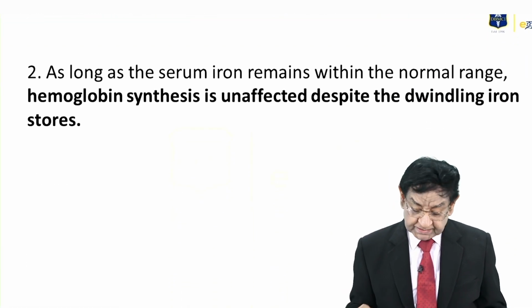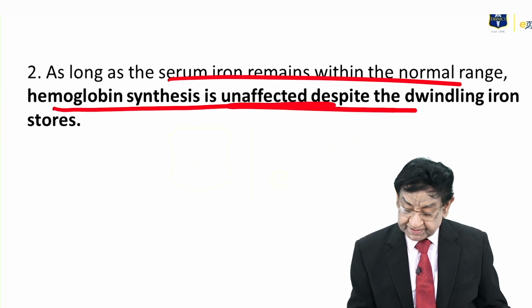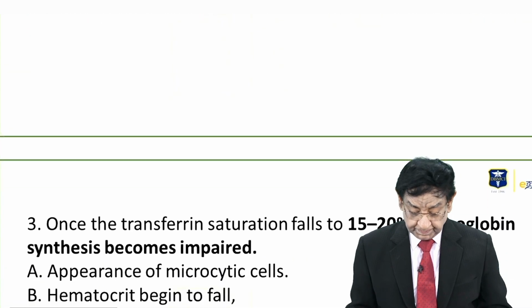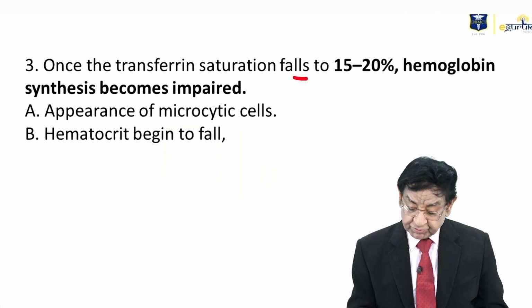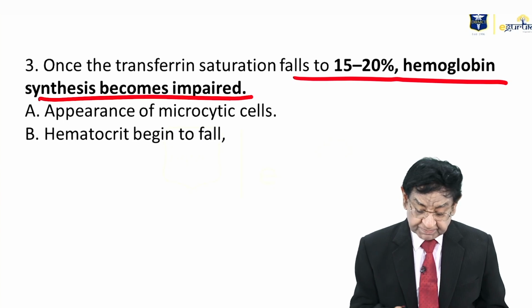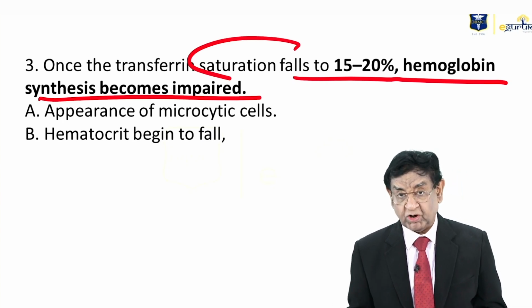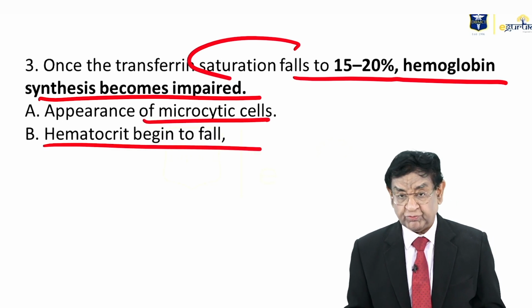As long as the serum iron remains normal, hemoglobin synthesis is unaffected despite dwindling iron stores. When the transferrin saturation falls to 15 to 20%, hemoglobin synthesis becomes impaired, and that means the serum ferritin level has again gone down drastically. So now we get microcytic anemia, and now hematocrit tends to fall.